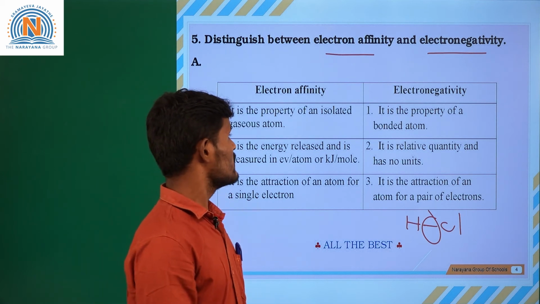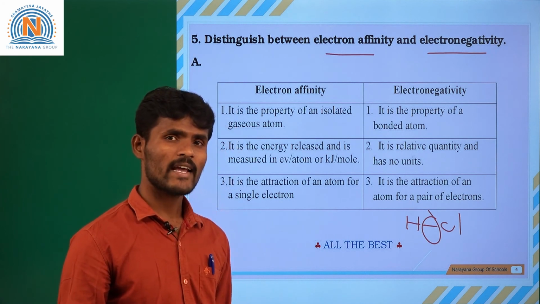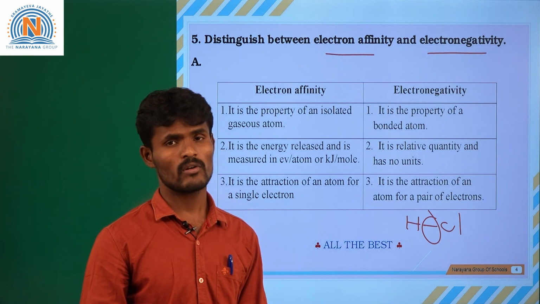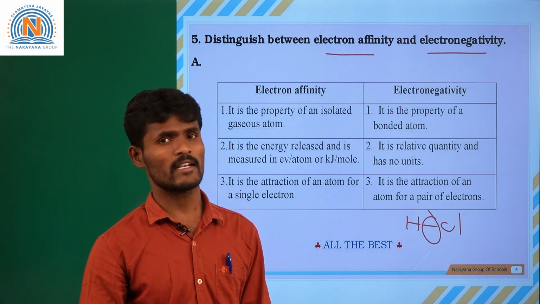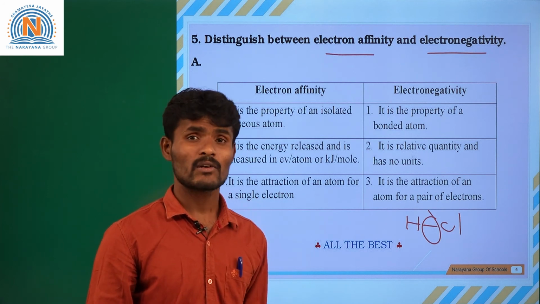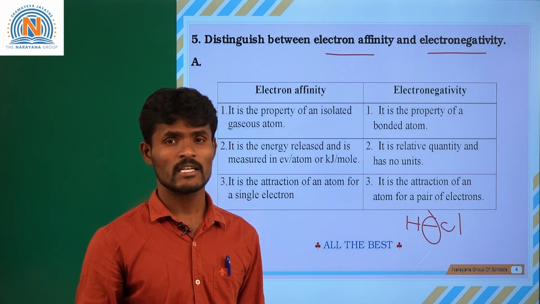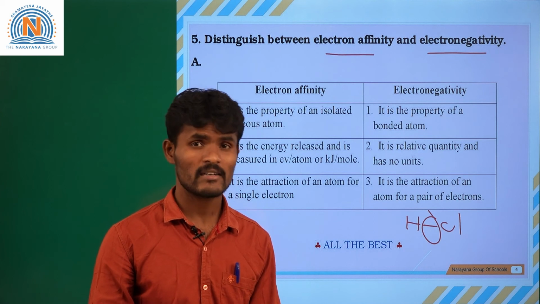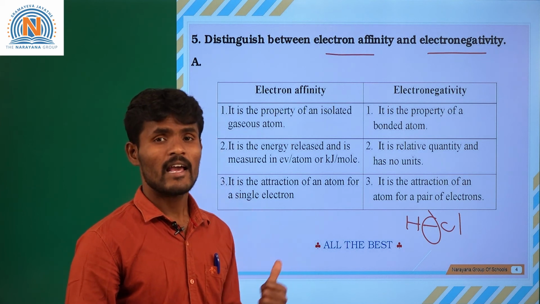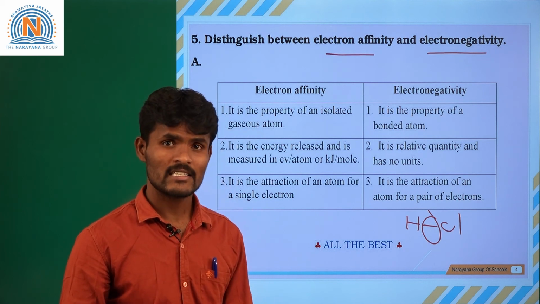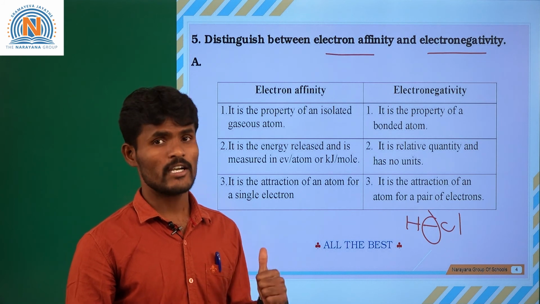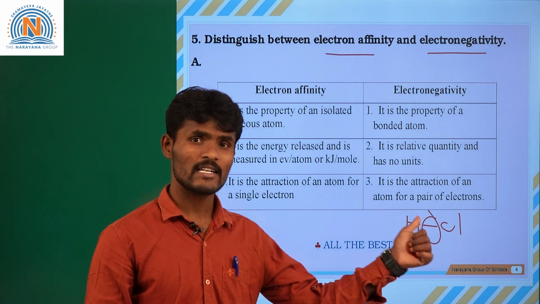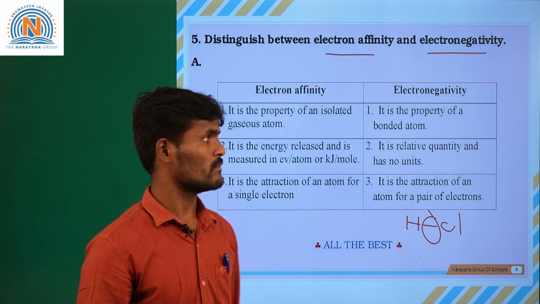Next, the units. Electron affinity has units: kilojoules per mole, kilocalories per mole, or electron volt per atom. Whereas electronegativity has no units, because electronegativity tells about bonded atoms, not energy. Electron affinity tells about energy, so it has units, but electronegativity has no units.